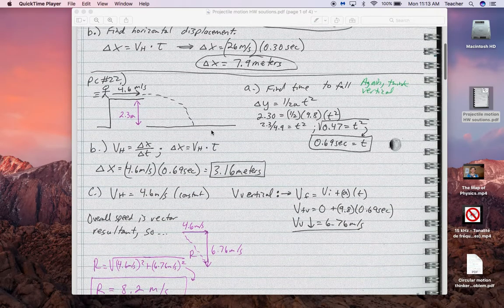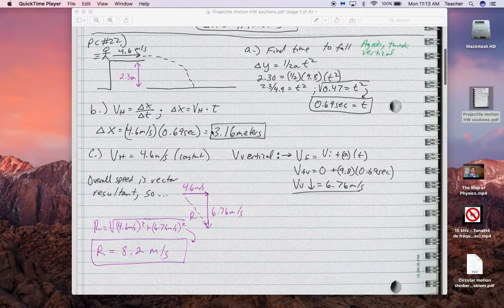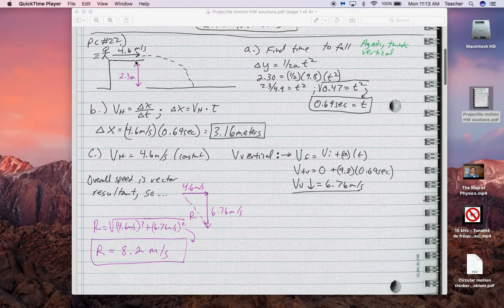PC22 is very similar at the beginning to PC21. We've got someone, I think it's Matthew Wattros, running off here at 4.6 meters per second, with a 2.3 meter fall. To find the time of the fall, we'd use this equation again, starting from rest, so no initial velocity here. 2.3 on the left, half times 9.8 is 4.9 on the right. Divide that out, take the square root, and get 0.69 seconds.